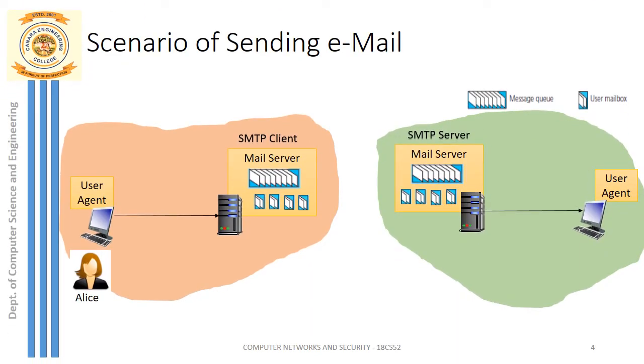Now we will consider a scenario of sending an email. We consider Alice as the sender and Bob as the receiver. At first, Alice will give some information, which includes the receiver address bob@clientx.org, the sender address alice@serverx.org, and the mail content, by using the user agent. The user agent then sends the message to the sender's mail server.